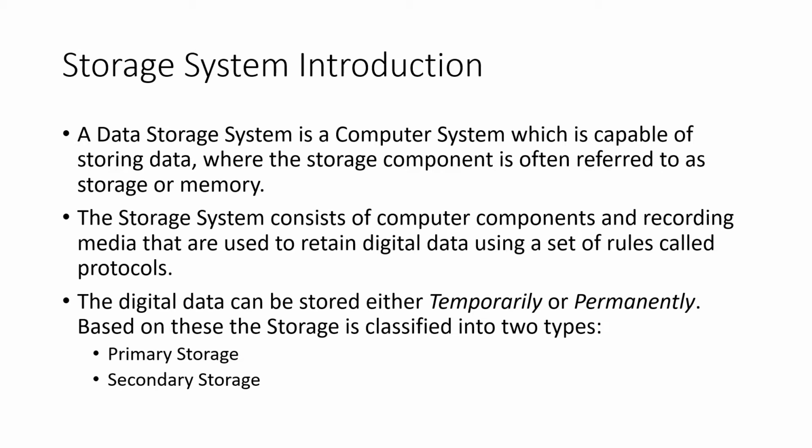A data storage system is a computer system which is capable of storing data, where the storage component is often referred to as storage or memory. The storage system consists of computer components and recording media that are used to retain digital data using a set of rules called protocols. The digital data can be stored either temporarily or permanently. Based on these, the storage is classified into two types, namely primary storage and secondary storage.